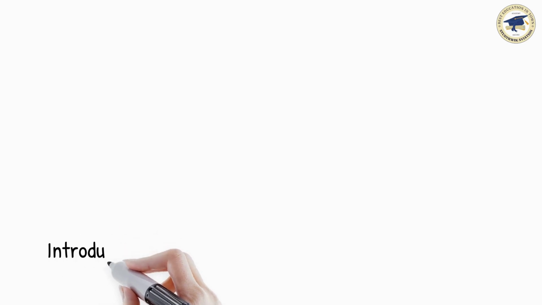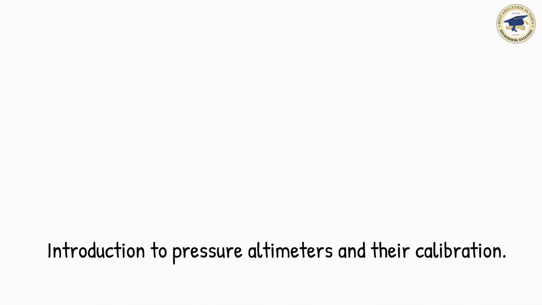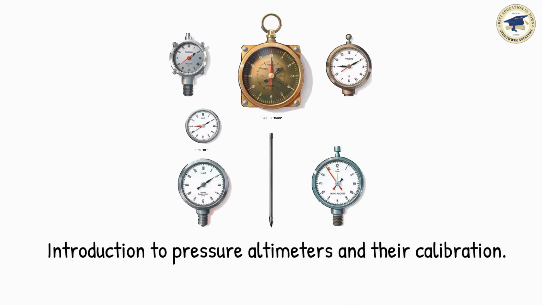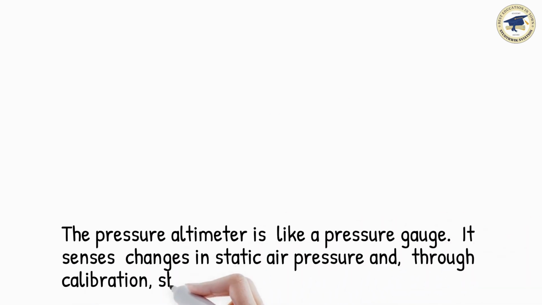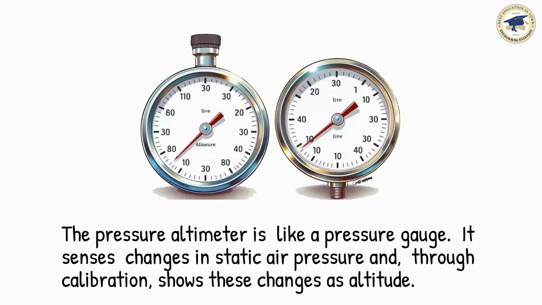In this lesson, we are going to look at the principle of operation of the pressure altimeter and how it is calibrated. We will also explore the simple altimeter, the sensitive altimeter, and the servo-assisted altimeter. The pressure altimeter is like a pressure gauge. It senses changes in static air pressure and, through calibration, shows these changes as altitude.